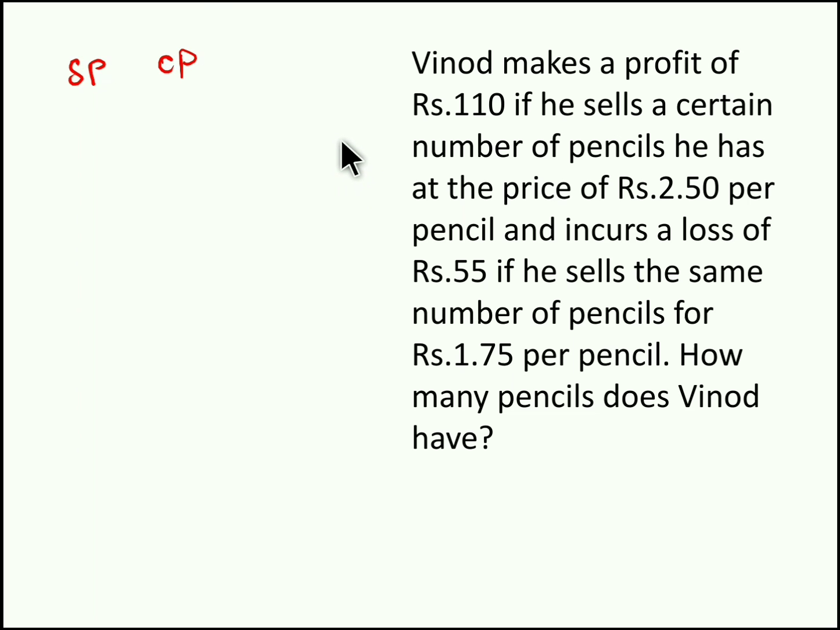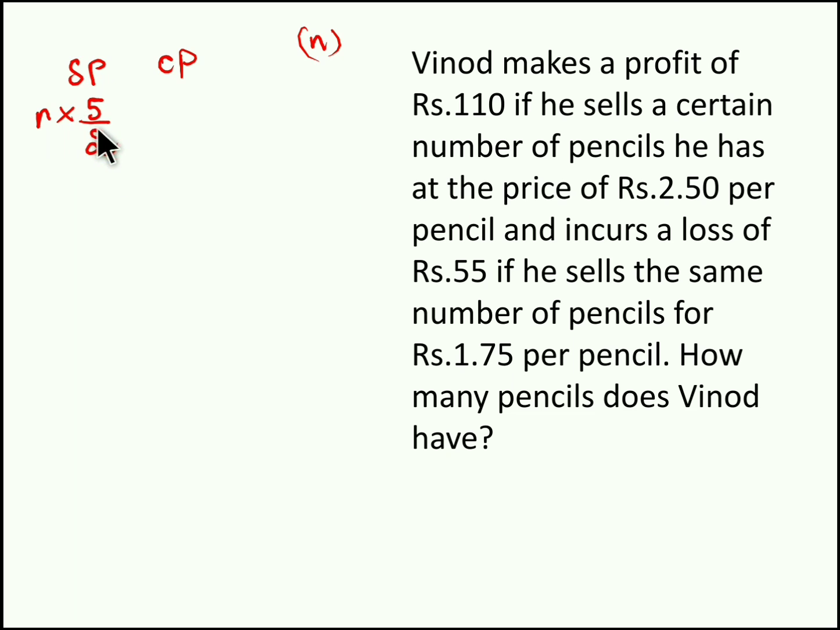Now we don't know the total number of pencils he has. We can take the total number of pencils as n for our understanding. Now he sells the n pencils for 2.50 per pencil. So 2.50 can be written as a fraction: 2.50 is nothing but 5/2 rupees.